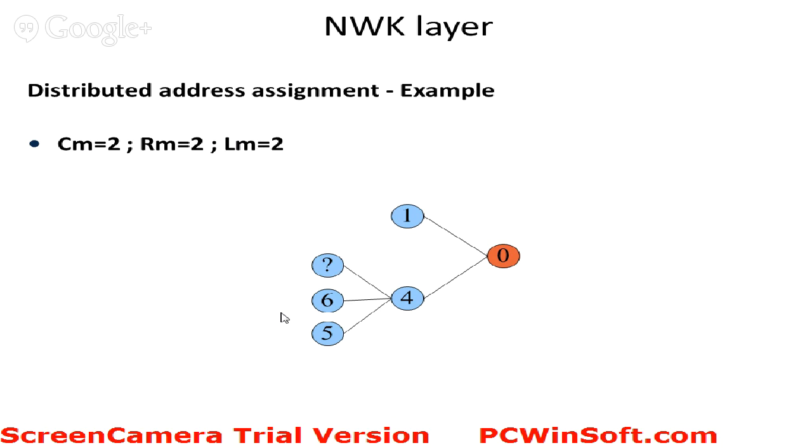So, suppose a new node comes in and wants to join router 4. Is it possible? No. Naturally, space is available with router number 1. So on that basis, node 2 will get associated with the child router 1.